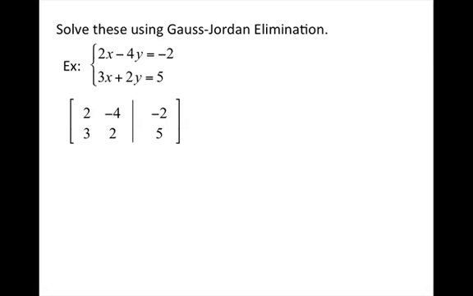My first column represents my x coefficients. My second column represents my y coefficients. I draw my equal bar, and my final column represents my constants. With my coefficient matrix, I have 2 rows and 2 columns, so I'm going to use my 2 by 2 identity. So we're going to work column by column, get the 1 first, and then the zeros.